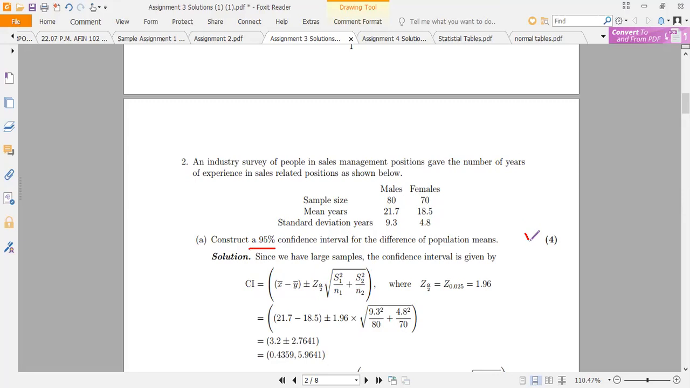How many marks? 4 marks. So where there is the first mean, we put 21.7 here. The second mean, 18.5 here. Where there is Z, we put 1.96 because it comes from the 95%. Are you together so far?